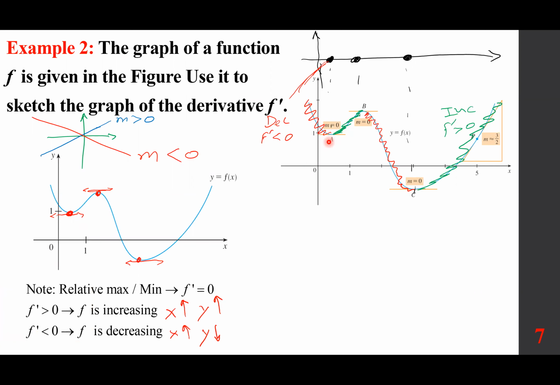Between A and B, it's increasing. So between A and B is positive, so it's above the x-axis. But at A, it's 0, at B is 0. So when it goes up, it has to come back down. Okay, goes up and comes back down.